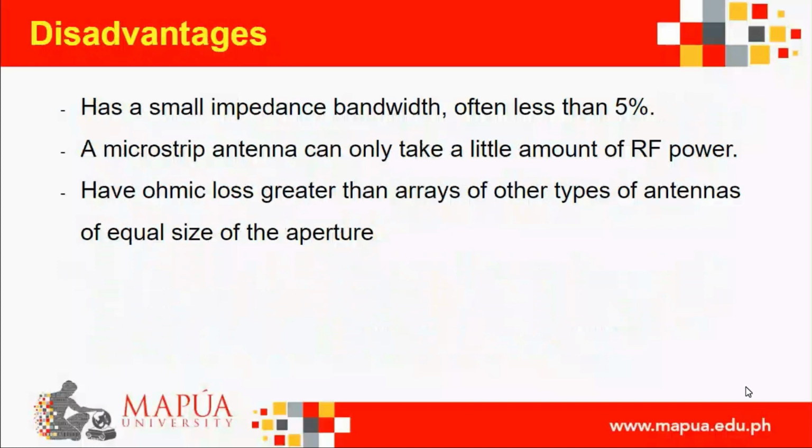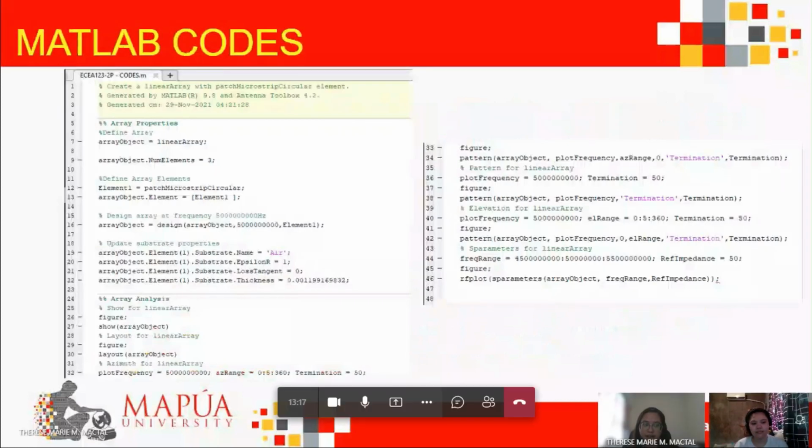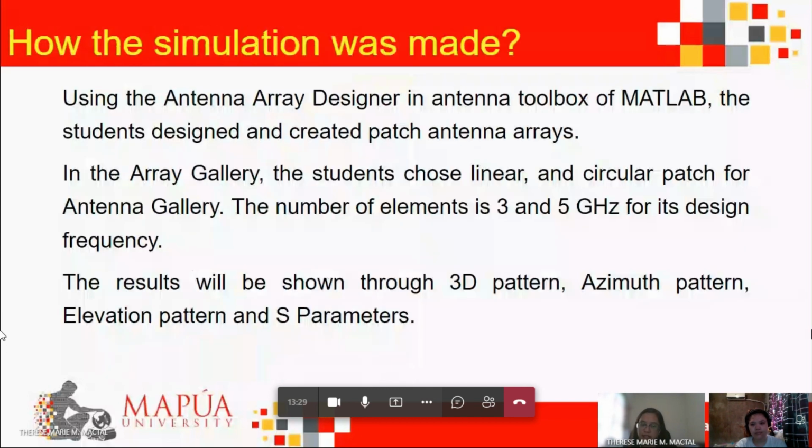So here's the MATLAB code that we imported after we created our antenna design. For the array, the simulation was made using the Antenna Array Designer in Antenna Toolbox of MATLAB. The students designed and created patch antenna arrays. In the array gallery, the students chose linear and circular patch for antenna gallery. The number of elements is 3 and 5 GHz for its design frequency. The results will be shown through 3D pattern, azimuth pattern, elevation pattern, and S parameters.